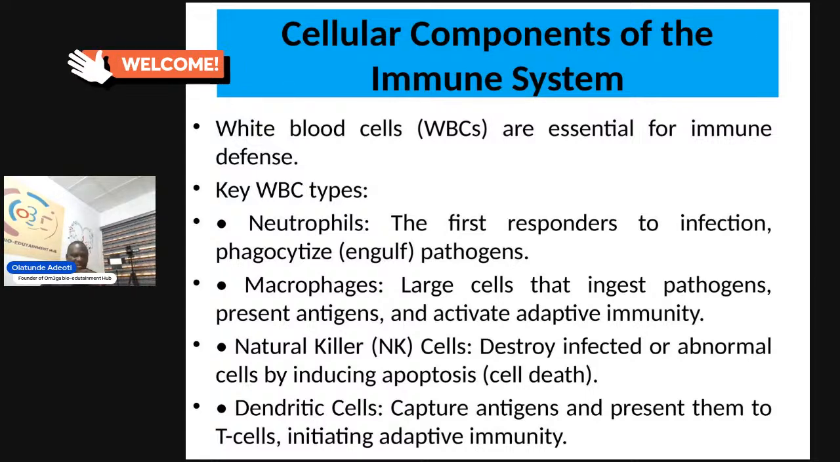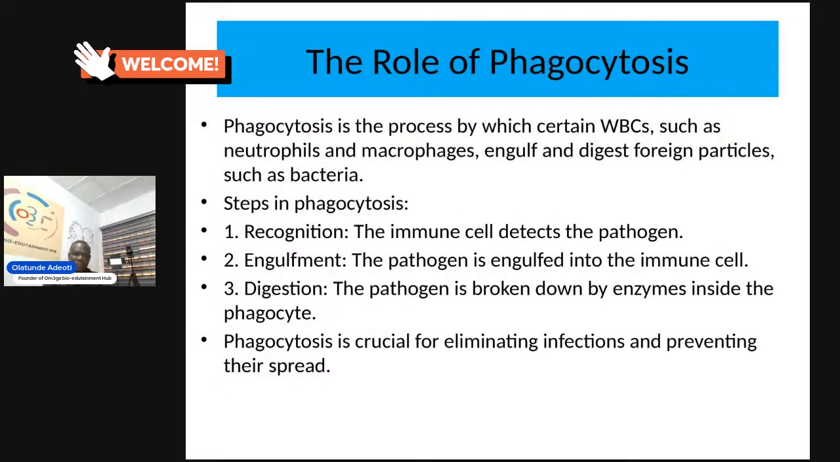Then the next one is the natural killer cells, whose function is to destroy infected and abnormal cells by inducing what is called apoptosis. Apoptosis is nothing but the cell committing suicide, that is self-destruction. Then the next one is the dendritic cells, which are involved in capturing antigens and presenting them for cellular damage.